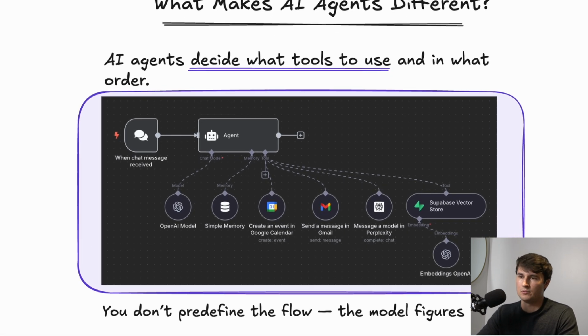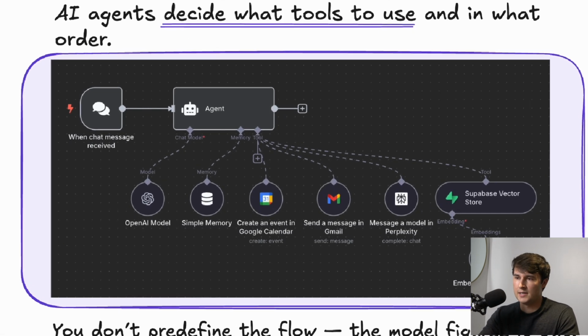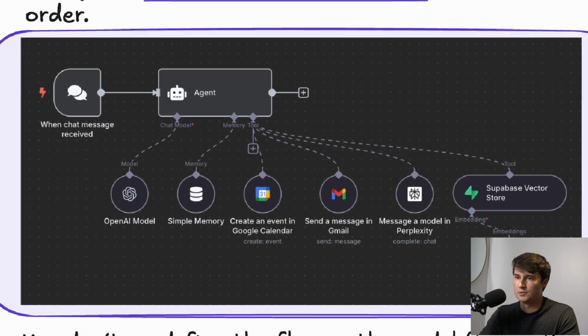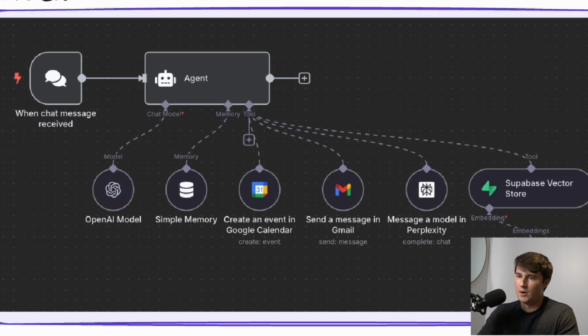So if we look at this example right here, this is an AI agent which has a plethora of tools available to it, right? So it has its OpenAI model. It has memory to remember prior responses. It can create a Google Calendar event. It can send a message through Gmail. It can perform deep research with Perplexity. And then it also has access to data within a Supabase vector storage. So when a chat is received, it can hypothetically call any of these tools in any order. So if a user says create an event with Tom at 1 p.m. on Saturday, it will be able to do that by calling that Google Calendar create an event tool.